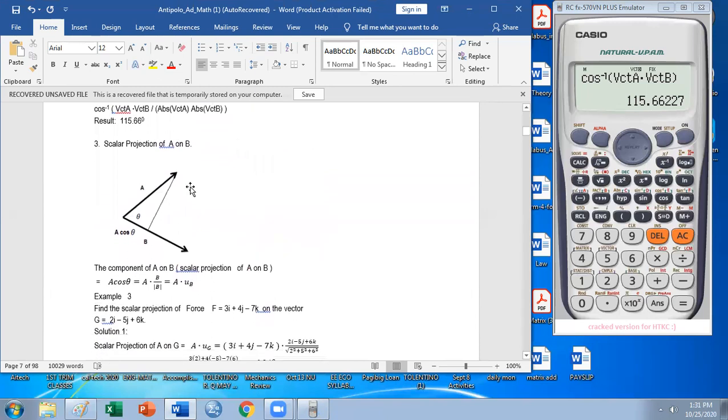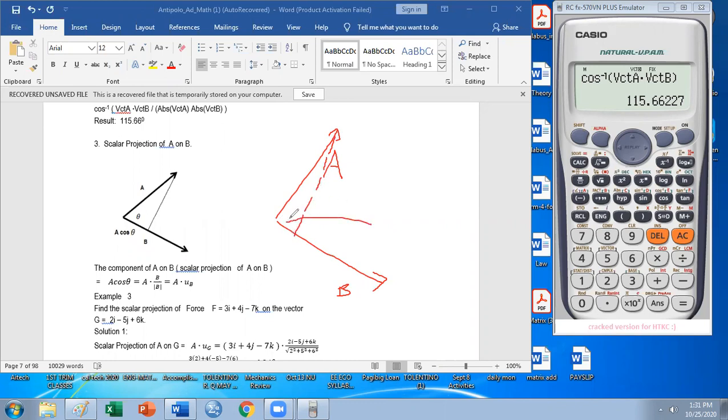Next is the scalar projection. When we say scalar projection, this is the component of vector A along vector B. Say I have vector A there and vector B here, and I want the component of A about B. So I will project it there, and that is the length I am looking for. That is just equal to A dot unit vector B. This is the component of A on B.